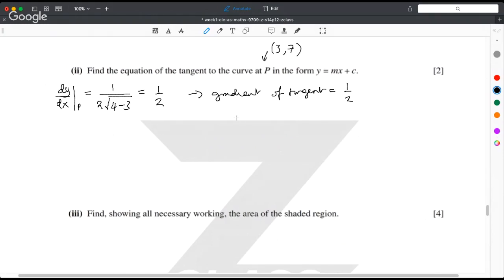So we have that y is equal to 1/2 x plus c. Now we need to find c. Well, we find that by plugging in a point, and we know that p is definitely a point on the line. So we plug in that 7 is equal to 3/2 plus c. So c is equal to 11/2. So our final answer for this is that y is equal to 1/2 x plus 11/2.